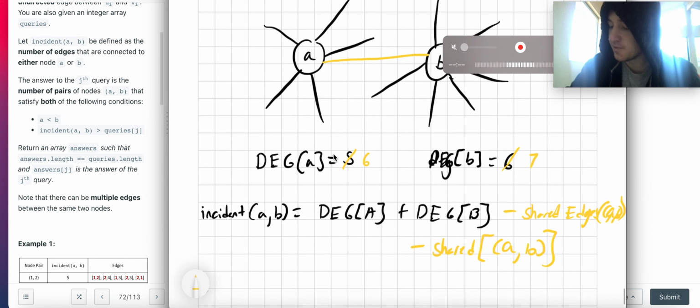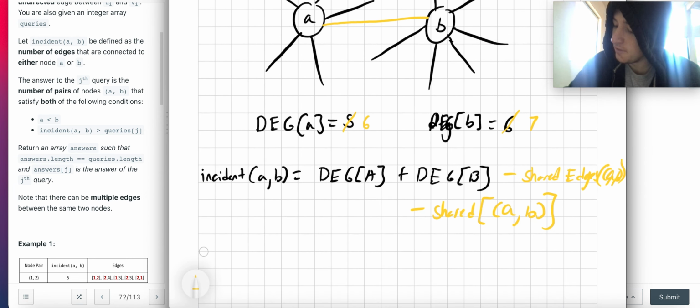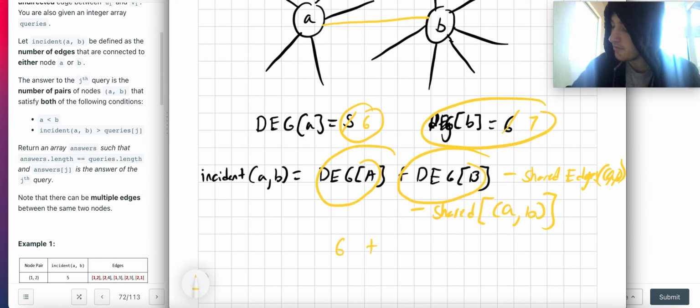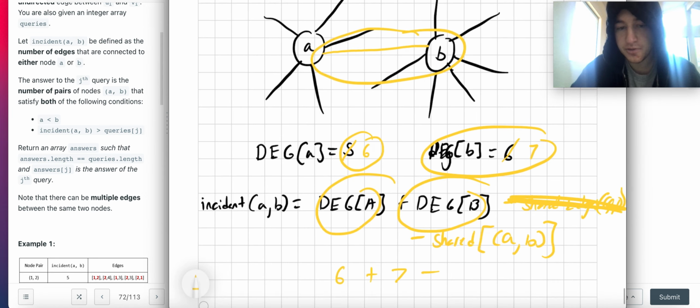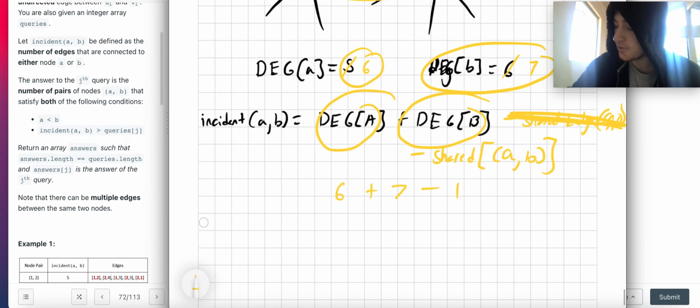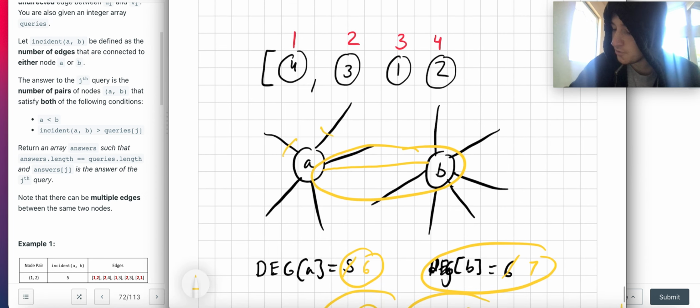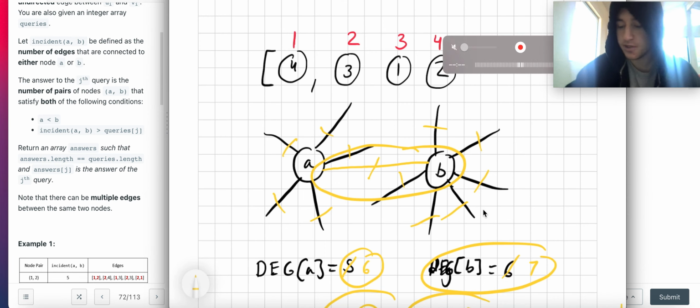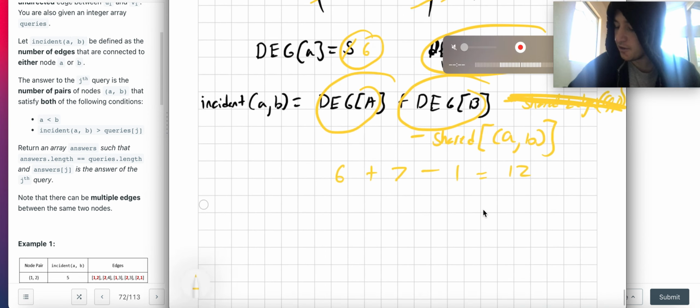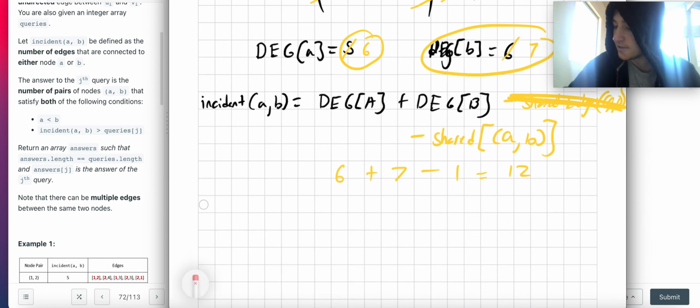So what this does is it says, okay, I'm going to count this once. So it's 6 plus 7 minus, well, how many shared edges are there? There's 1 shared edge between these two systems. Minus 1, 6 plus 6 is 12, which is right, because we have 1, 2, 3, 4, 5, 6, 7, 8, 9, 10, 11, 12 total edges between these two things. So this is the formula generally to get the incident.